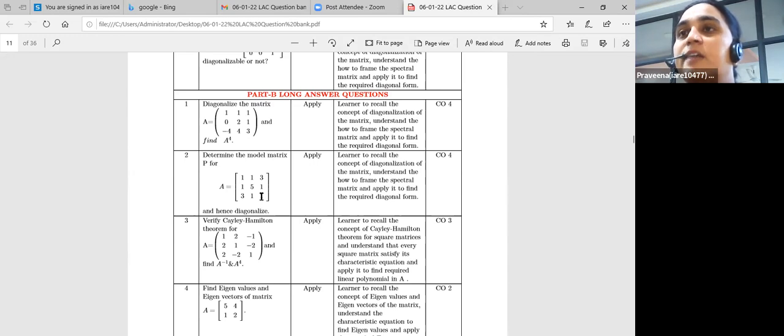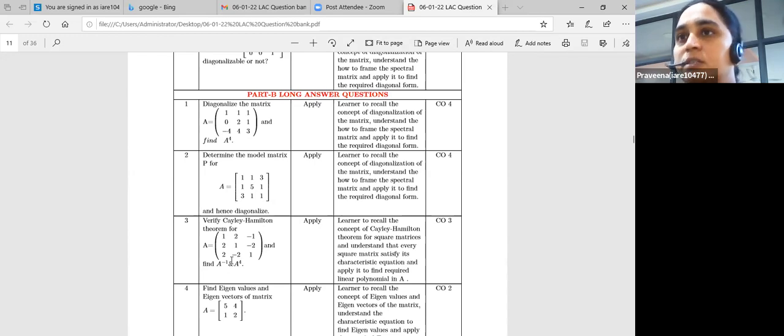And next, determine the modal matrix P. What is it? Modal matrix means: find the eigenvalues and eigenvectors, and write the eigenvectors in one matrix form. That is called the modal matrix. After that, find the diagonalization. Okay, that's the second question.